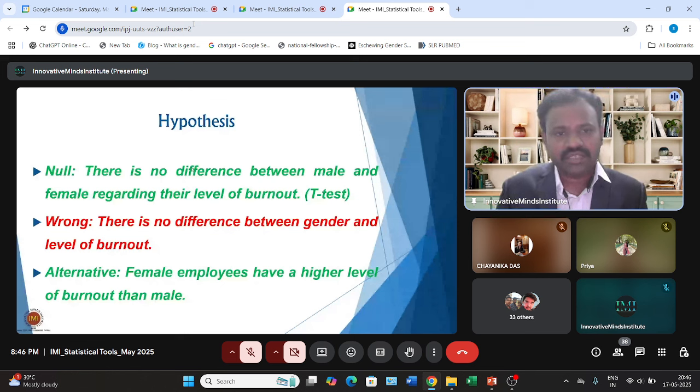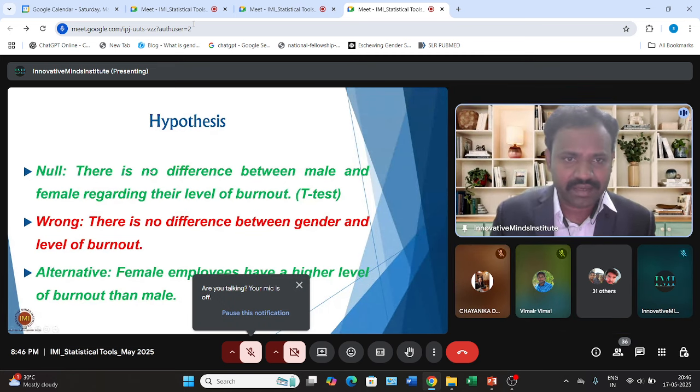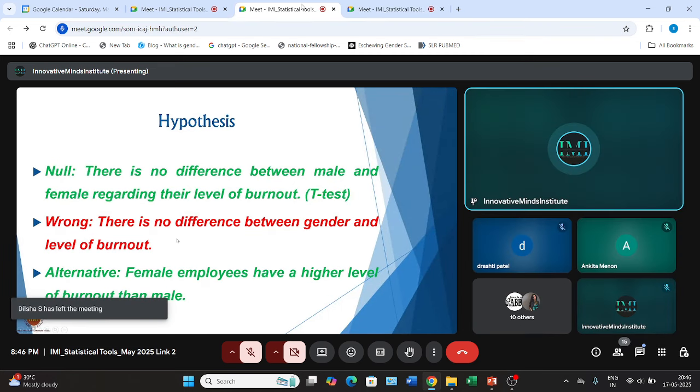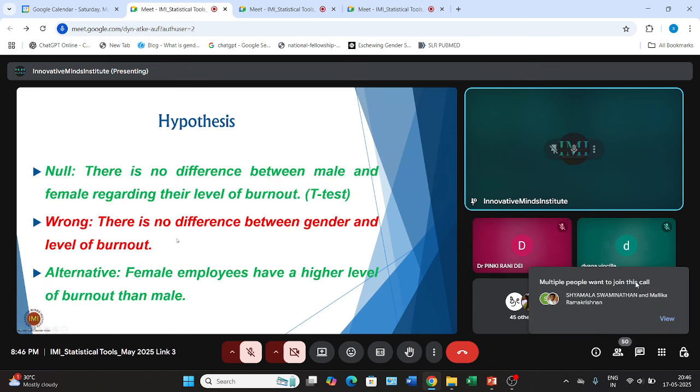There is a significant difference. Instead of no, you can put yes. There is a significant difference between male and female regarding their level of burnout. You can write that way.